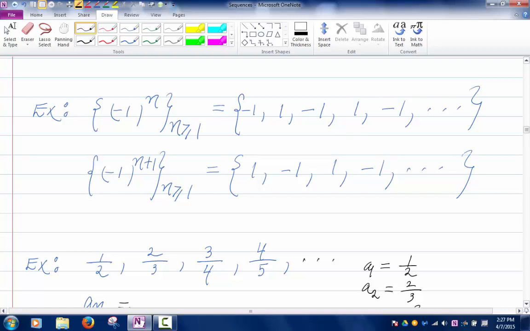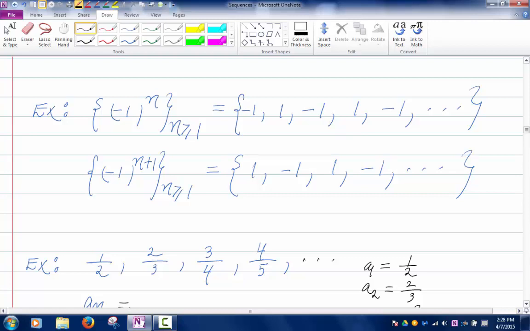Now, the next sequence is negative 1 to the n plus 1. However, I'm starting at the same index, 1. The initial index is the same, but I changed the exponent of negative 1. So what's the effect of that?